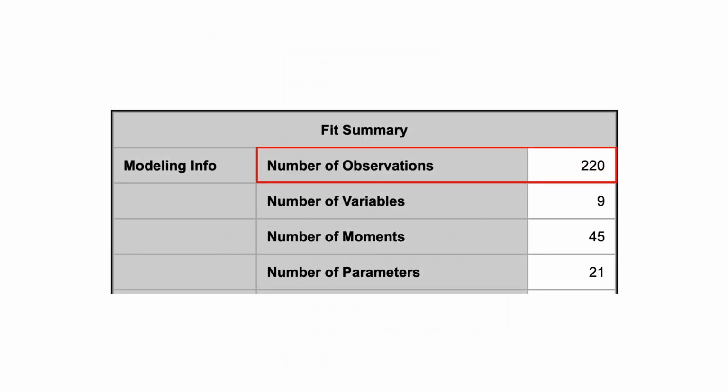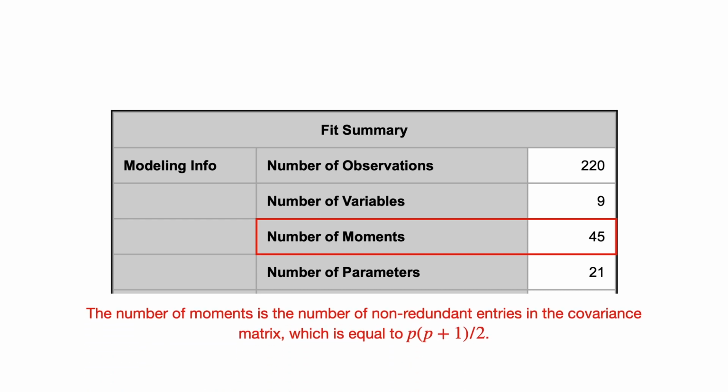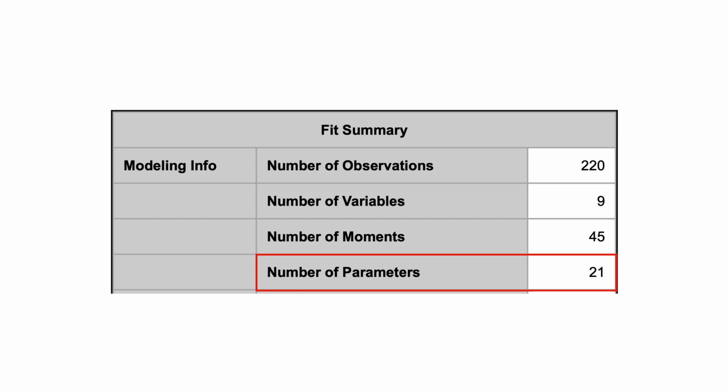Looking at the fit summary table, again we see that we have 220 observations specified to the model. We have 9 manifest variables. We have 45 moments. Now again, this is equal to the number of non-redundant entries in the covariance matrix, and it's equal to p times p plus 1 over 2. In this case, 9 times 10, which is 90, over 2, or 45. We also see that we have 21 parameters to be estimated in the model, and that corresponds to what we determined before.